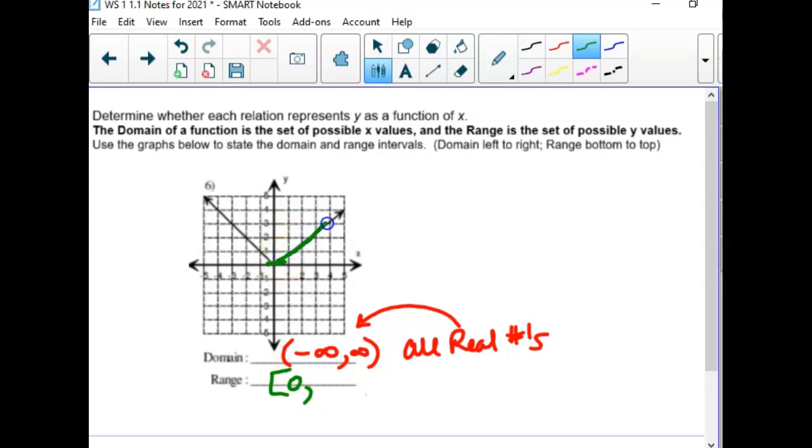And then the top, does it have a top? It keeps going up, so we say to infinity. We'll do some more domain and range practice tomorrow, but there's some on the Delta Math tonight too.